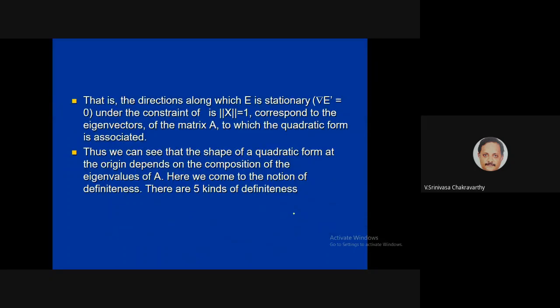Okay, so now let us try to understand the shape of this function, sigma lambda i y squared. For simplicity, let us look at a 2D version, where y is 2D, and so E becomes E of y1, y2 equal to lambda 1 y1 squared plus lambda 2 y2 squared. What is the shape of this function? Let us look at some examples.